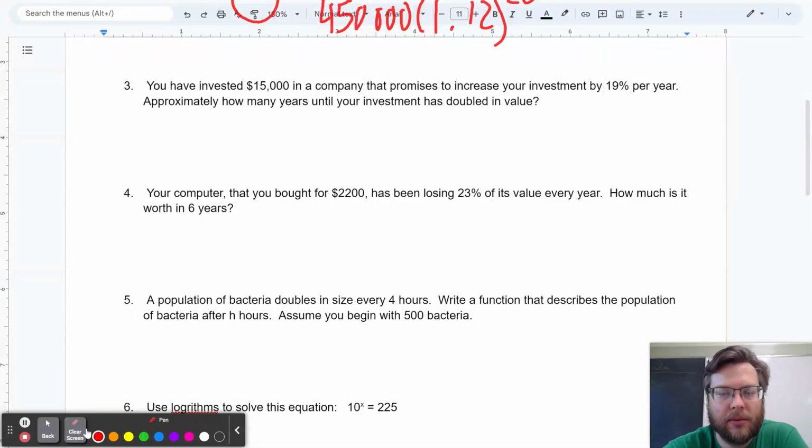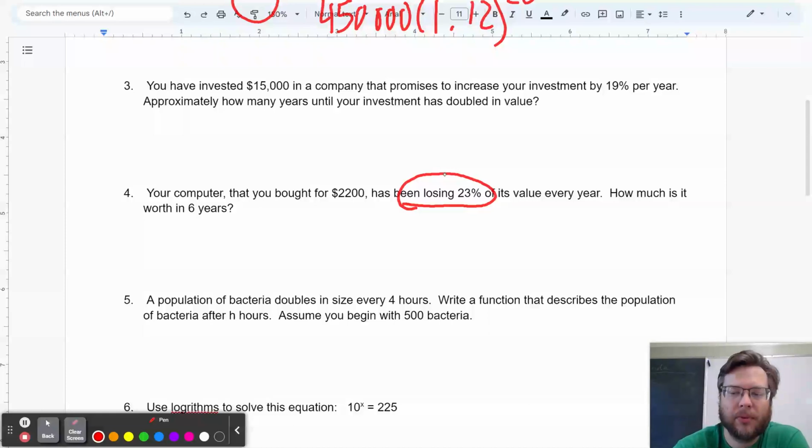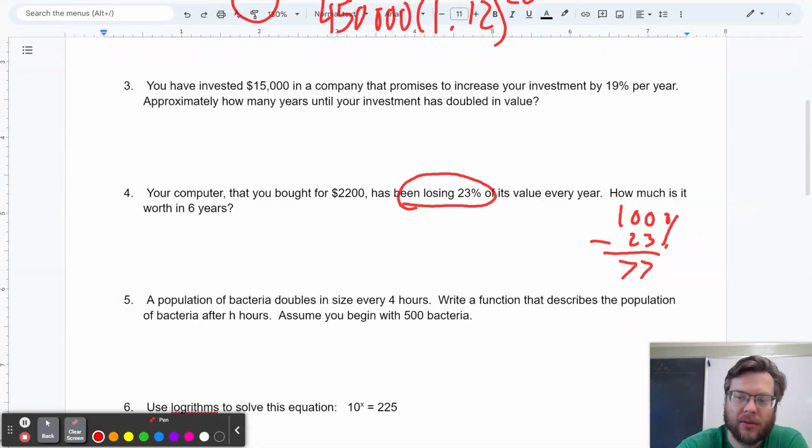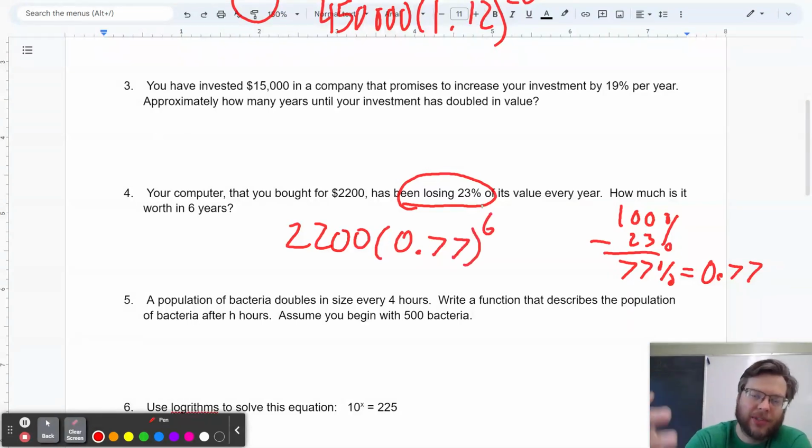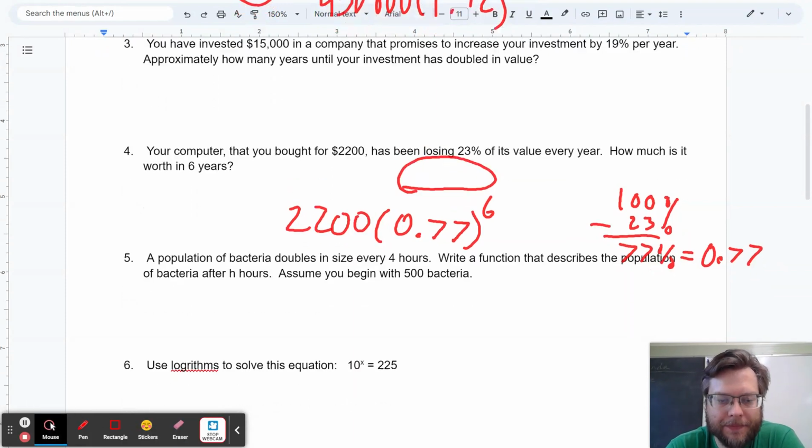Here we have something that's losing value. Before, I did 100 plus the percent; here I'll do 100 minus the percent, which means 77%, which means 0.77 is my multiplier. If something's decreasing, then you're going to multiply by a number that's smaller than 1. So this is what I would type in. Whatever pops out is your answer.